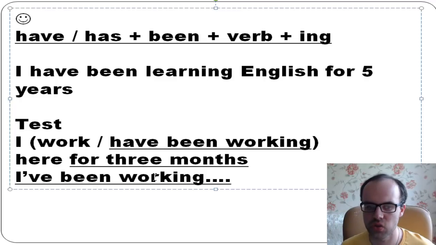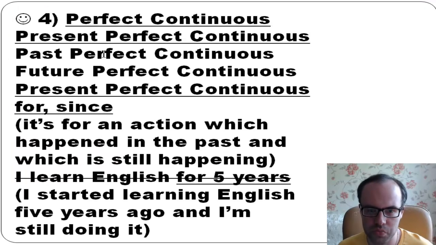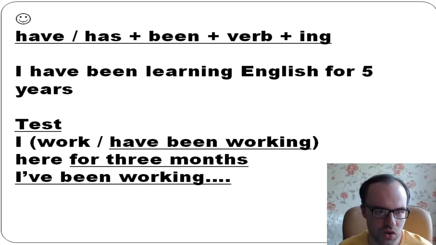And you know that we often use these tenses in spoken English. So you see have, has plus been plus verb plus ing. I have been learning English for 5 years. Test. We say I have been working here for 3 months. I've been working here for 3 months. Good. So what about past perfect continuous and future perfect continuous? The most difficult tenses.